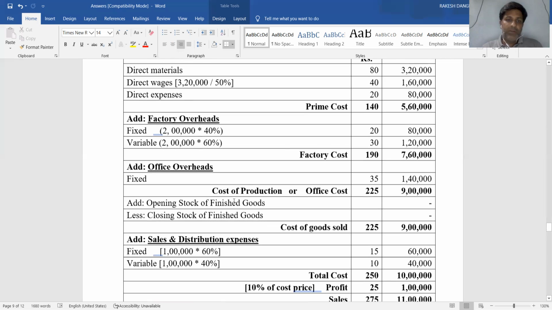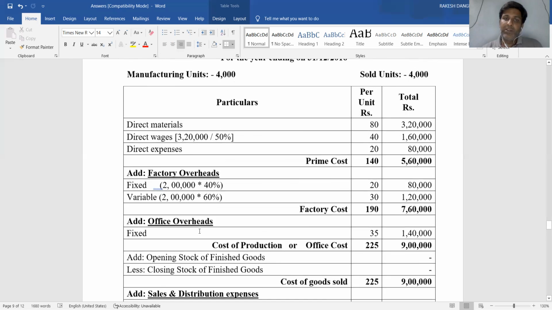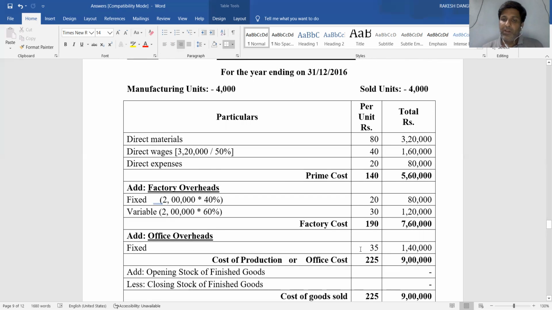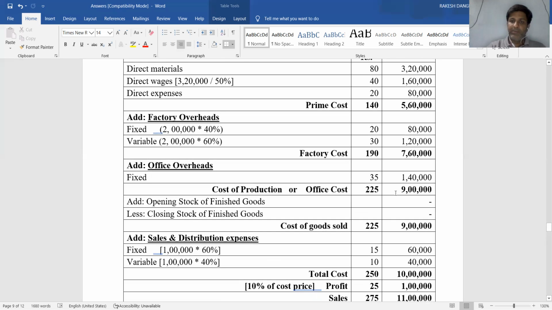Then we have to add office overhead. There is office overhead of rupees 1,40,000, which is 100% fixed. So 1,40,000 divided by 4,000 units is equal to 35 rupees per unit, which is added into factory cost. So we get office cost or cost of production. Unit wise, it will be rupees 225, and in total amount it will be rupees 9 lakhs.